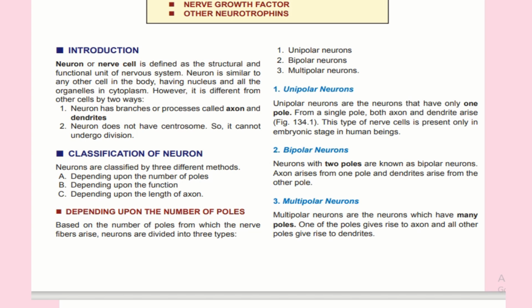The third one is the multipolar neuron. Multipolar neurons, as the name says, have many poles. One of the poles gives rise to the axon and the other poles give rise to dendrites. So this was the classification of neurons depending upon the number of poles. They can be unipolar, bipolar, or multipolar.